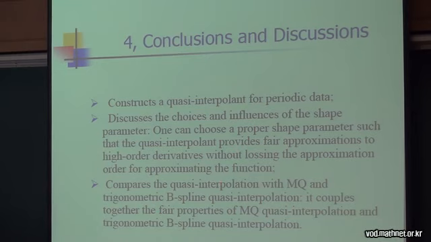Finally, we compare our co-interpolant with the MQ and trigonometric B-spline co-interpolants. Through numerical examples, we can see that our co-interpolant can combine the good properties of MQ co-interpolation and trigonometric B-spline co-interpolation. This implies that our co-interpolant is better for periodic data than both of these two schemes.